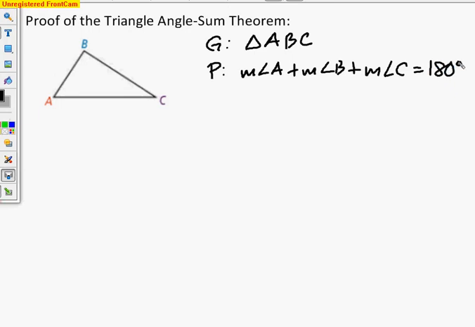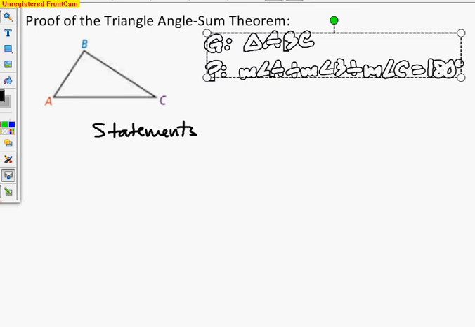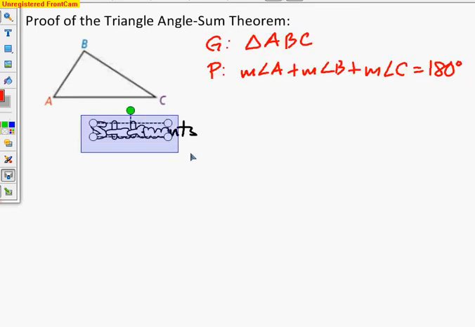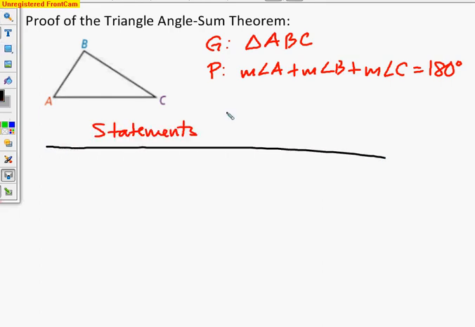Okay, and actually, I'm sorry. Instead of using A, B, and C, no, we're going to use A, B, and C. It's fine. All right, so let's do this proof. Statements here, and reasons. Give me 1 second. Let me make this red. Hold on. Make this red as well. Okay. All right. So statements and reasons.